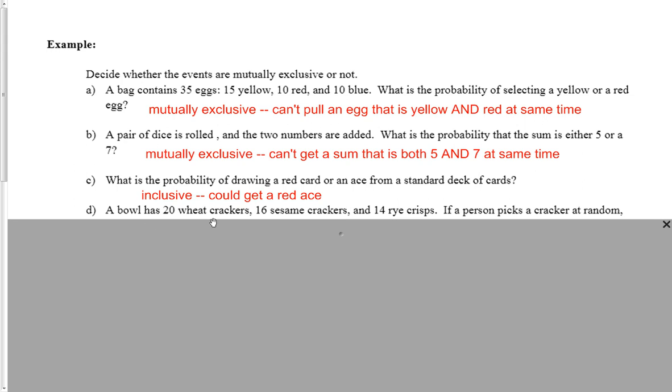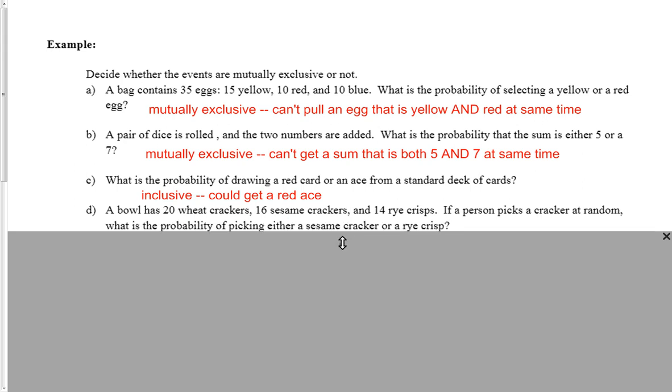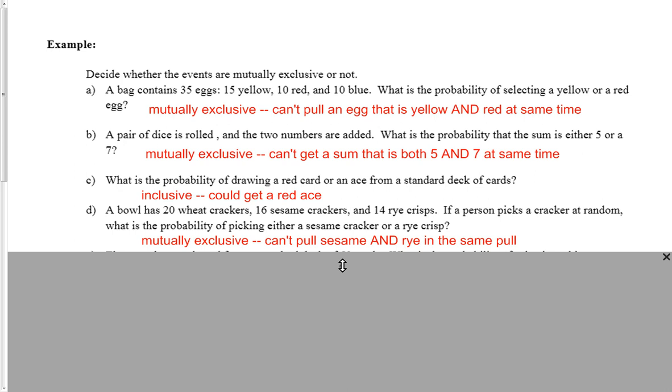Next one, a bowl has 20 wheat crackers, 16 sesame crackers, and 14 rye crisp. The person picks a cracker at random. What is the probability of picking either sesame or rye? Since there's no way to get 2 different types of crackers in the same pull, it's mutually exclusive. You can't pull sesame and rye in the same pull.